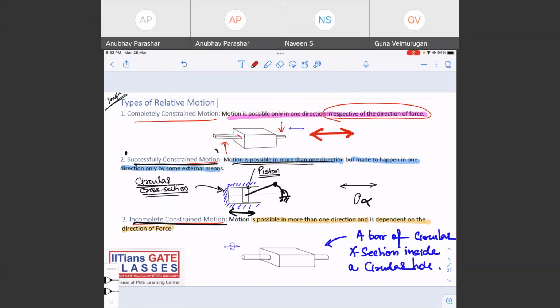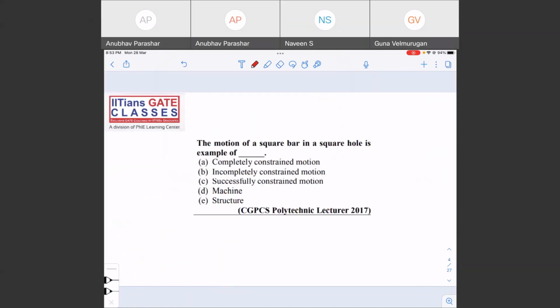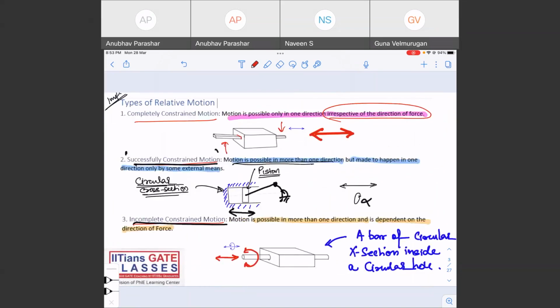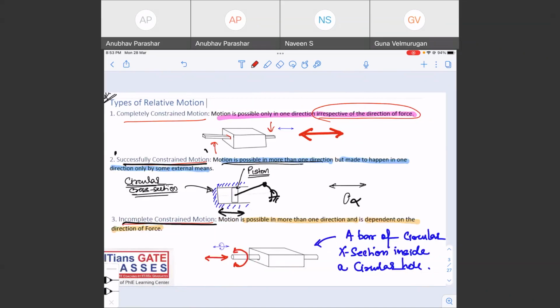it depends. The motion depends on the kind of force you're applying. There can be a to and fro motion. At the same time, there can be a rotational motion. There can be to and fro motion and there can be a rotational motion, right? So which kind of motion? So these are the three types of relative motions possible. So there is a question, give me the answer fast. These are the three types of relative motion: completely constrained, successfully constrained, and incomplete constrained motion.